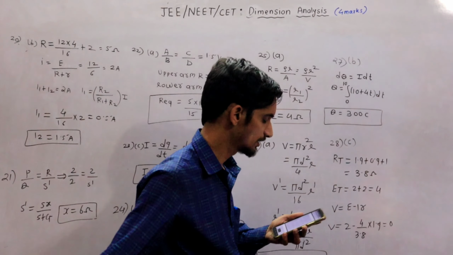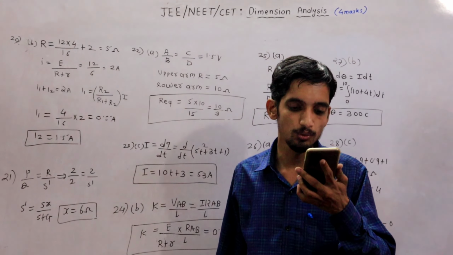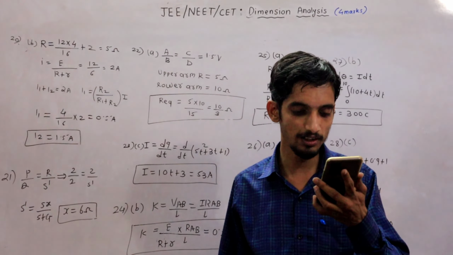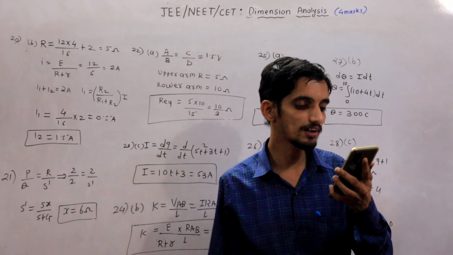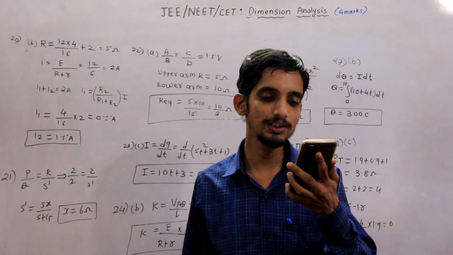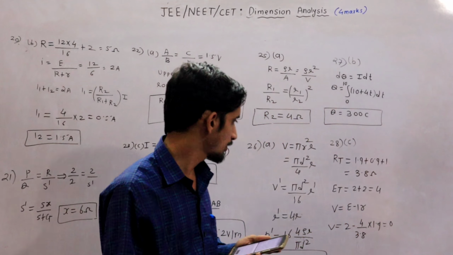Now 28, question number 28. Two batteries A and B, whose EMF is 2 volt each, are connected in series with the external resistance capital R of 1 ohm. The internal resistance of battery A is 1.9 ohm and that of B is 0.9 ohm. The potential difference across the battery is... Now listen here.